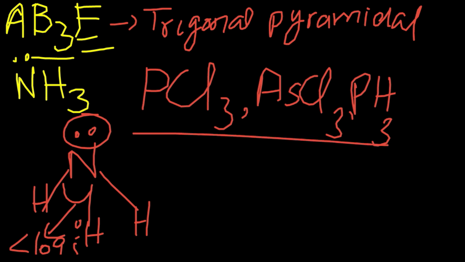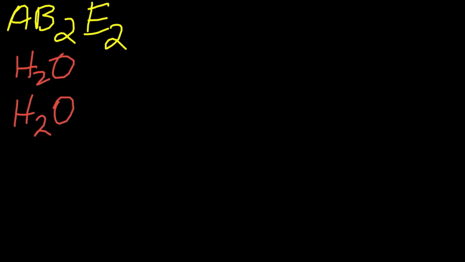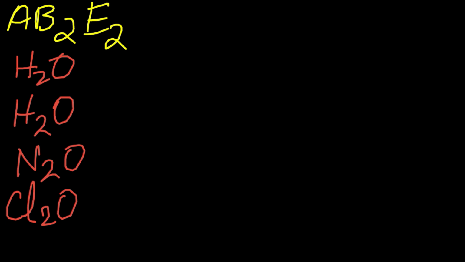For the better understanding of VSEPR theory, you have to practice and determine the geometry of these 3 molecules by yourself. Now there is another possibility that AB4 type molecules have 2 bond pairs and 2 lone pairs, and these kind of molecules are AB2 type. For example, water, hydrogen sulfide, nitrous oxide, dichloromonoxide.